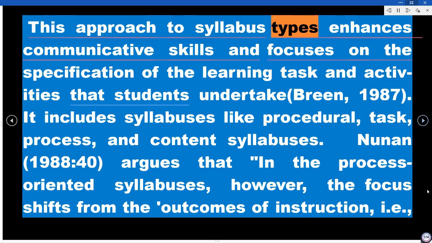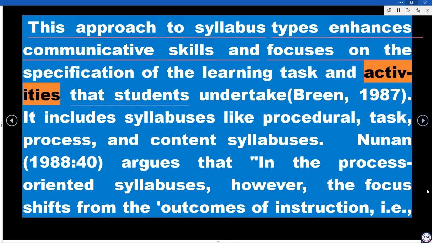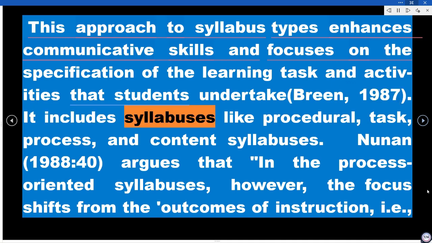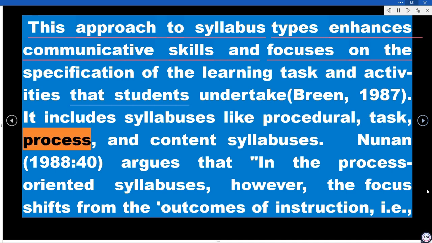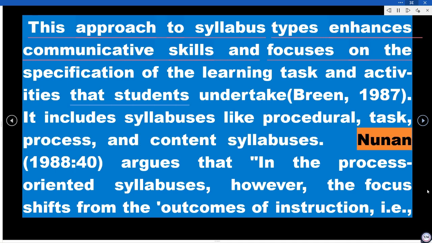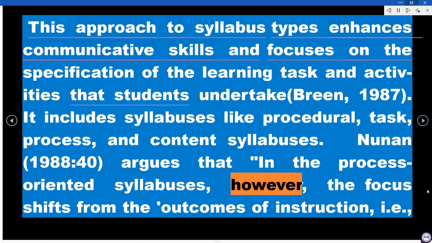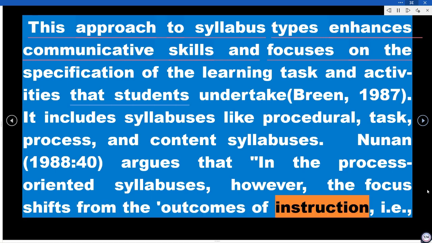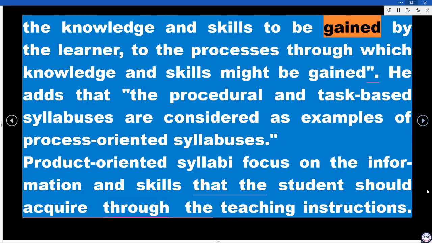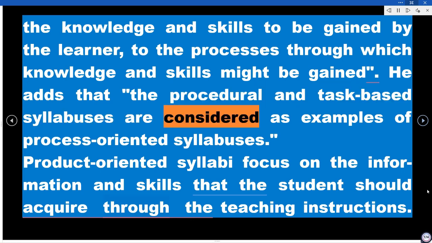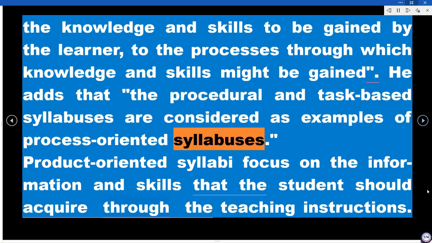This approach to syllabus types enhances communicative skills and focuses on the specification of the learning task and activities that students undertake (Breen, 1987). It includes syllabuses like procedural, task, process, and content syllabuses. Nunan, 1988:40, argues that in the process-oriented syllabuses, however, the focus shifts from the outcomes of instruction, i.e., the knowledge and skills to be gained by the learner, to the processes through which knowledge and skills might be gained. He adds that the procedural and task-based syllabuses are considered as examples of process-oriented syllabuses.